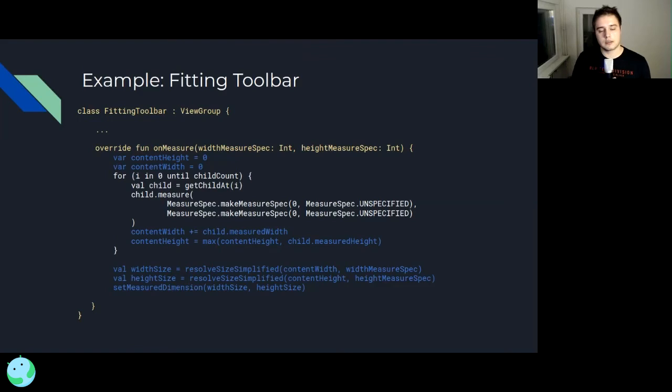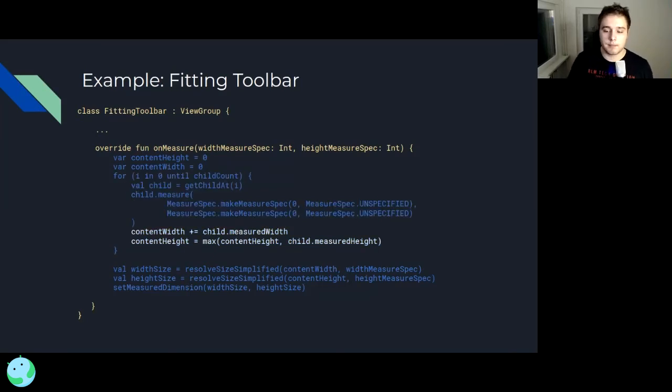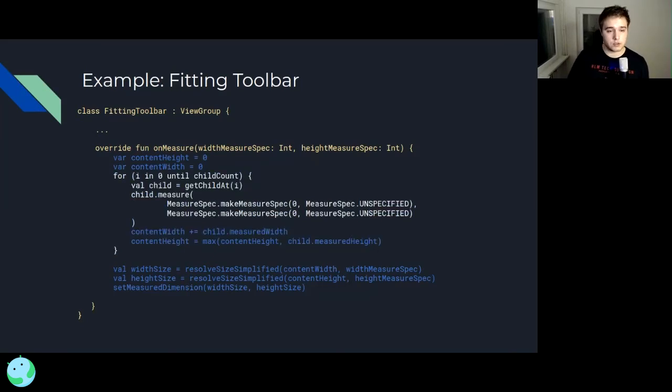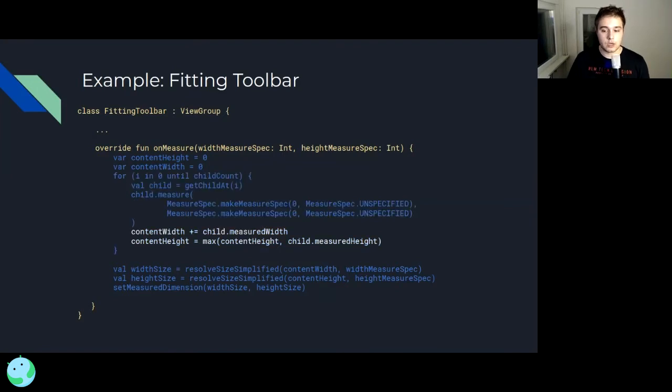Now, in this case, not to have a too complex example, I just use unspecified. So I would say to the child, you can be as big as you want. I pass zero, but you can pass pretty much any value because it doesn't matter. It's just going to use its own content. And then once this call is over, the child needs to have its dimensions set. So we'll have set measured dimension called, and then I can figure out its measured width and its measured height.